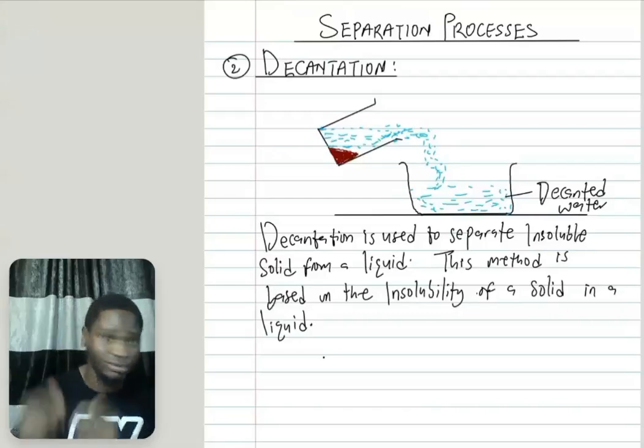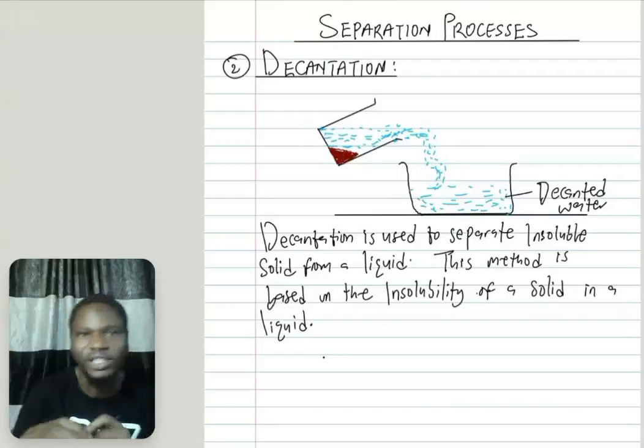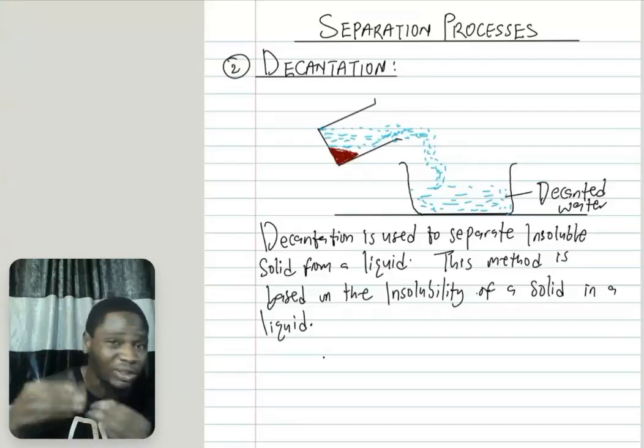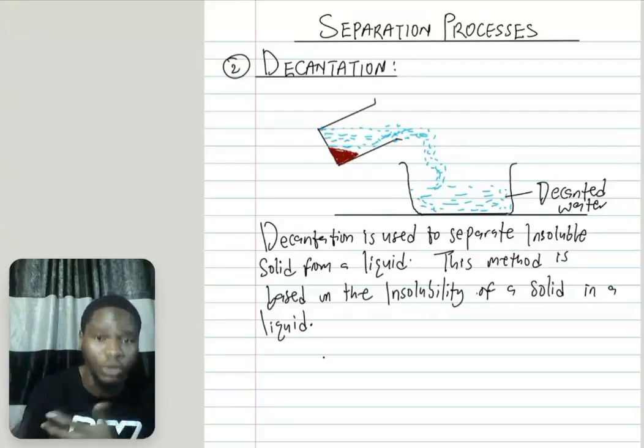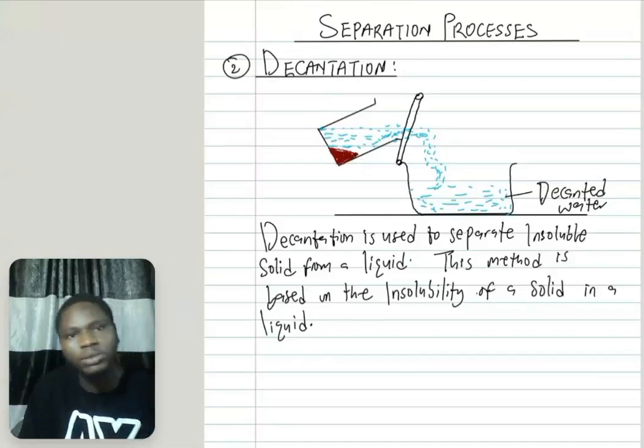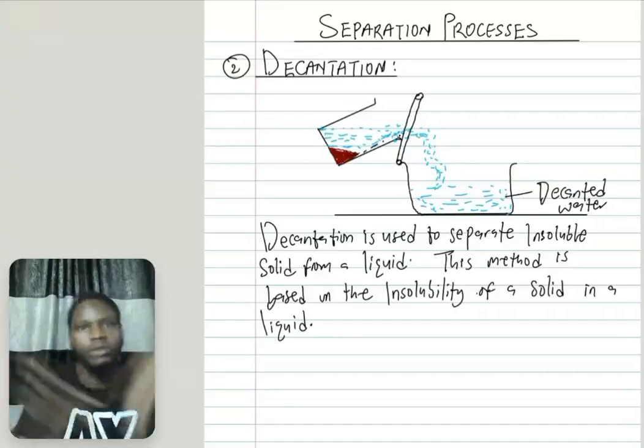Because it did not even obey the principle of decantation and filtration, they have the same principle. The principle is that what? It is based on insolubility of a solid in a liquid. You can use it to separate insoluble solid from a liquid. That's all. And at times, you can see them putting something like a glass rod around this side there. Do you know that it is possible that some of this brown particle might want to fall off? So this glass rod will just block it from falling off.